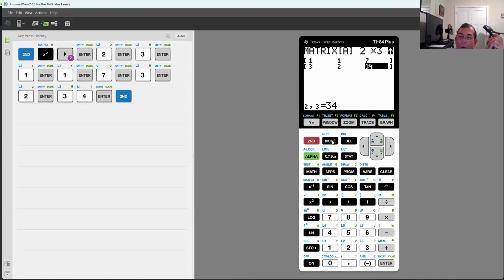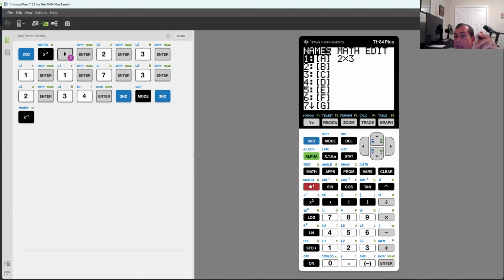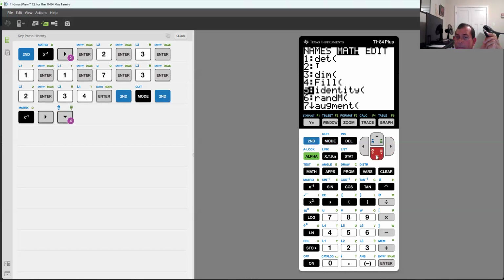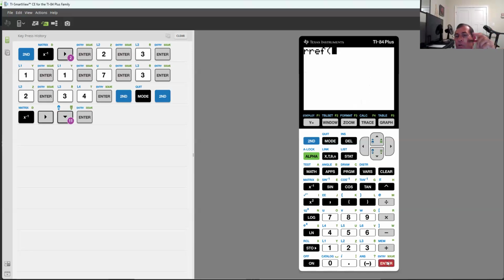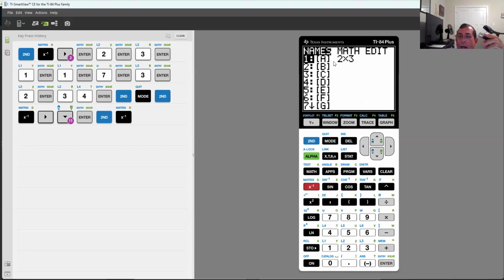We hit second mode to quit. Now, second, x negative 1, go to math, and then arrow down. So really, the trick is just getting that matrix in there and quitting the screen, okay? Because y'all, the rest, we're just using second x negative 1 a few times. I done got my RREF, so now I get my matrix. Now they're all on the home screen.